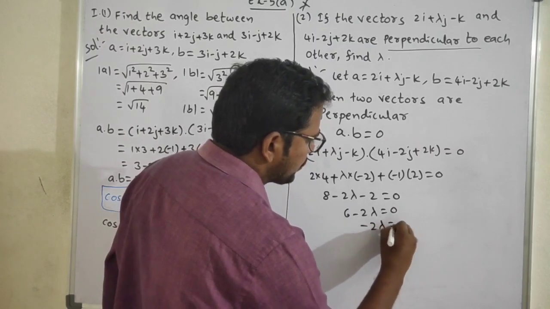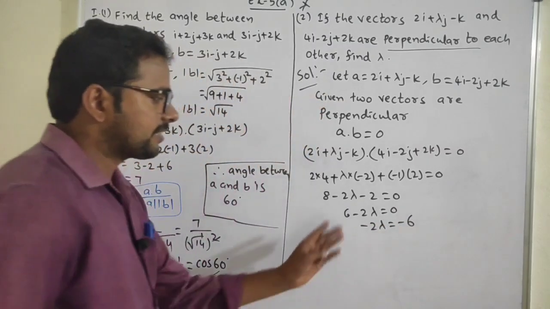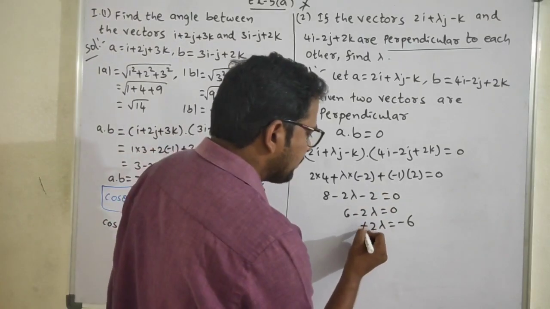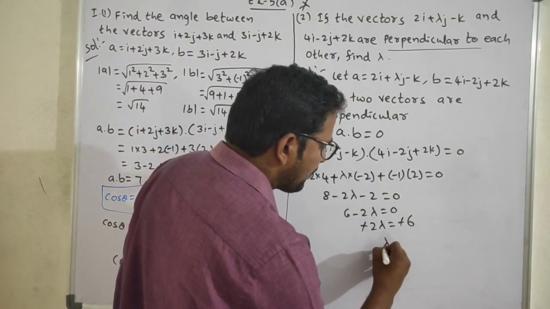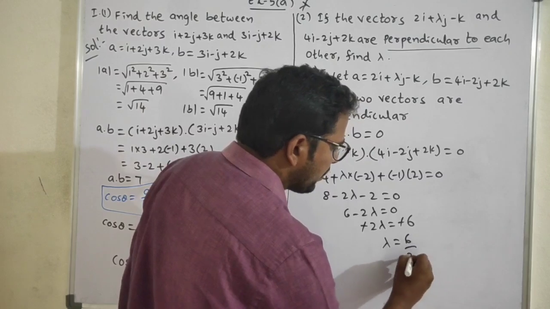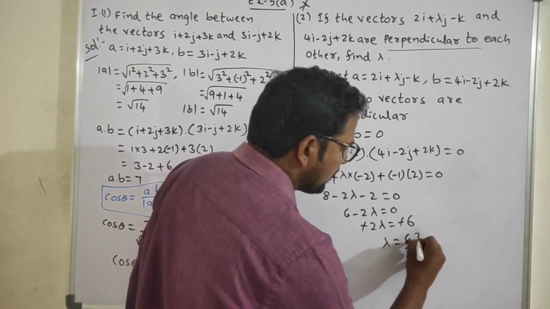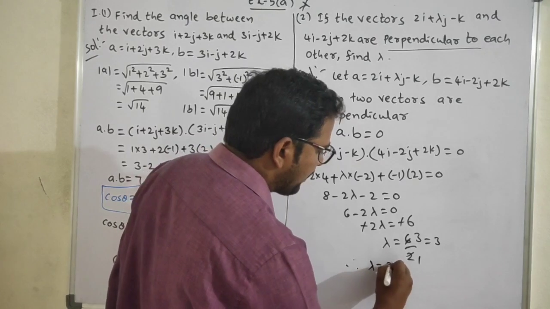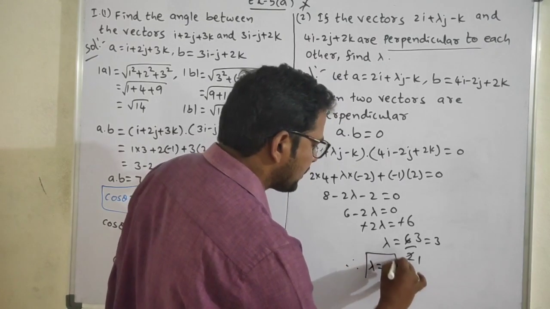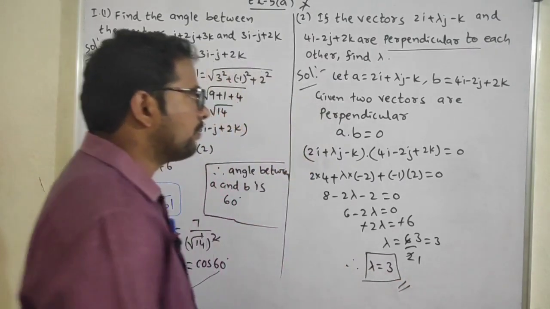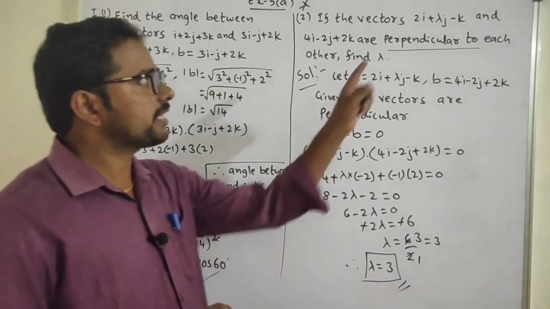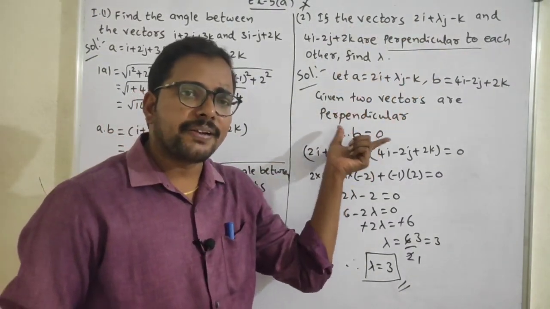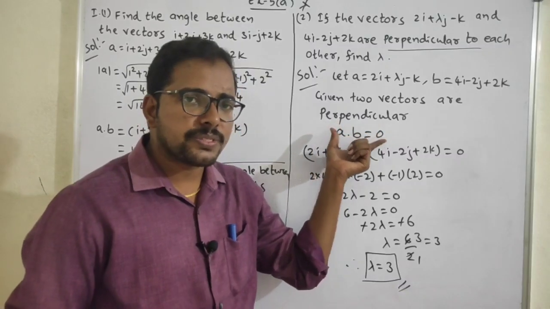Minus 2 lambda is equal to minus 6, as the 6 goes to the right side, plus 6 becomes minus 6. So both sides, minus and minus, get cancelled. Lambda is equal to 6 by 2, which is 3. Therefore lambda value is equal to 3. This is the solution. Very important 2 marks question. In the question it is given that the vectors are perpendicular to each other, therefore we have to apply the perpendicular condition, a dot b is equal to 0.